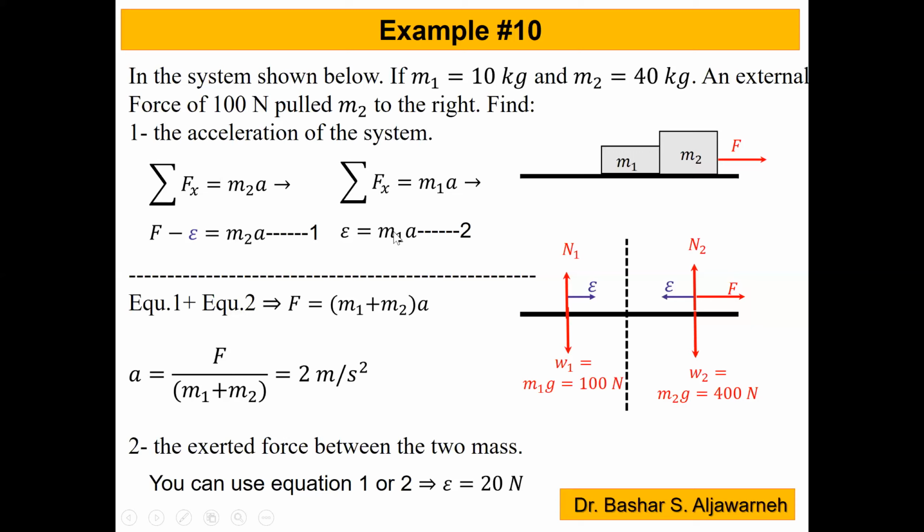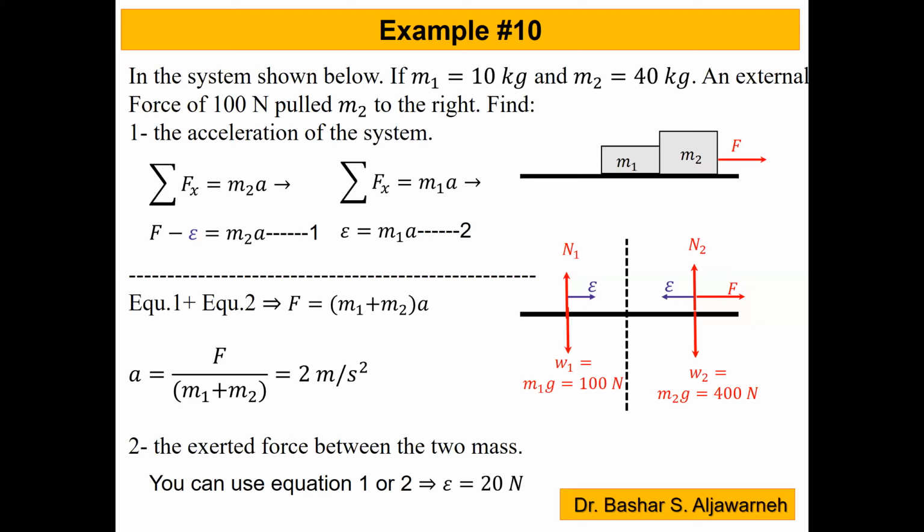Then F equals m1 plus m2, all of them times a. So it's easy here to calculate the amount of the acceleration, which is F divided by m1 plus m2. F is 100, m1 is 10, m2 is 40. So 100 divided by 50 will be 2 meters per second squared.